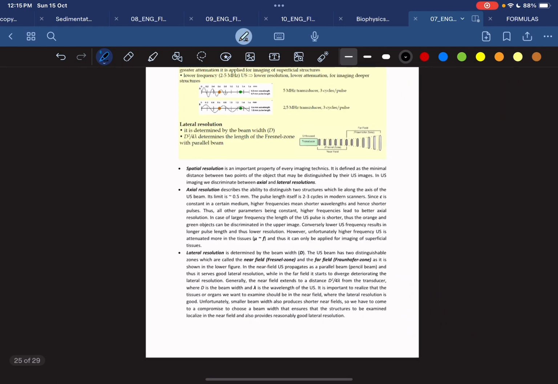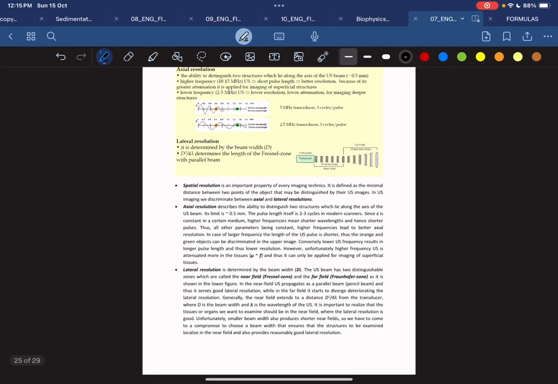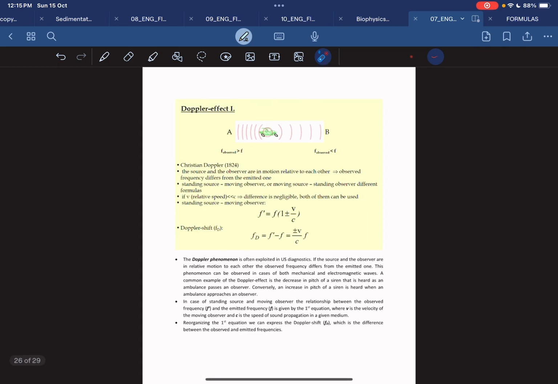So please read over the booklet. I mean, this is all you need to know. I'm pretty sure this is all you need to know for the resolution thing. It's not a very important topic.